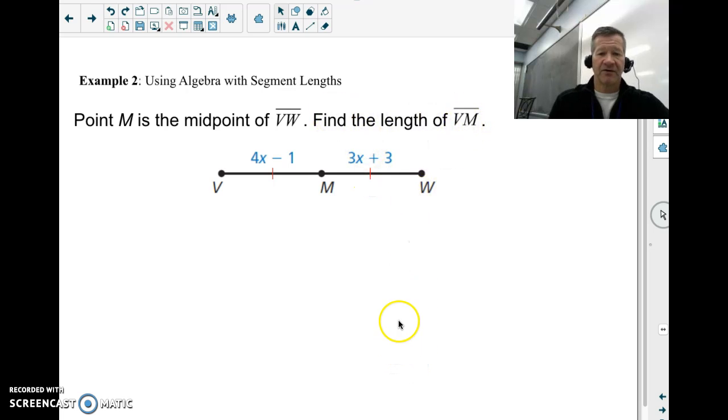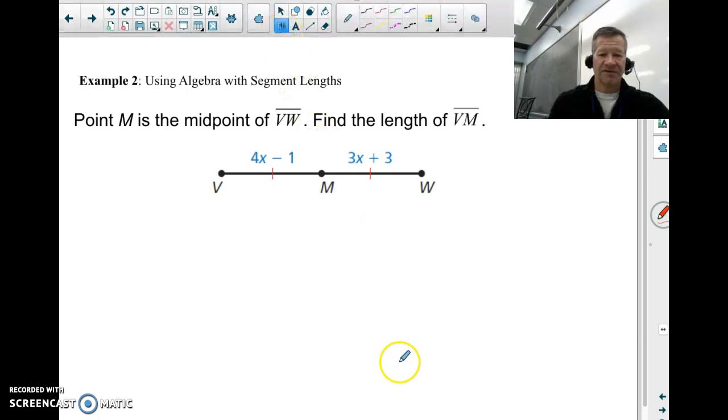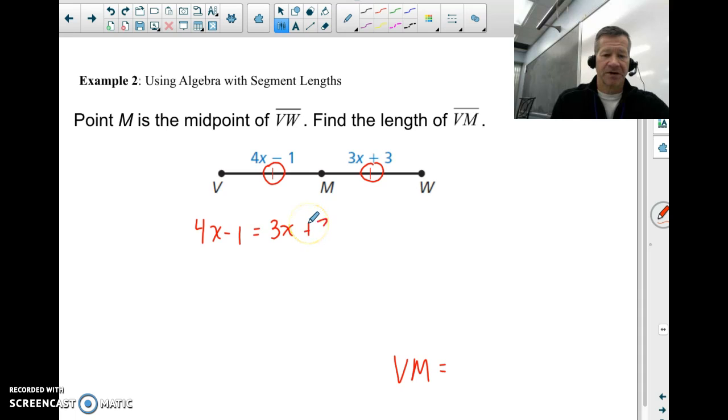So we want to figure out how long VM is when we're done here. So what does VM equal? All right, well, because this segment, VM, is marked congruent to this segment, MW, whenever they're congruent, we can say that this segment is equal to this one. So I can say that 4x minus 1 must be equal to 3x plus 3.